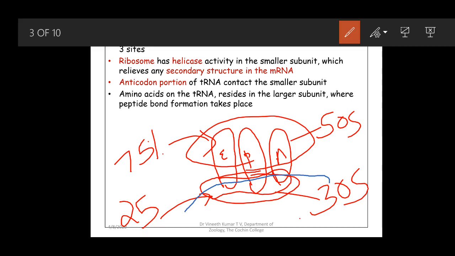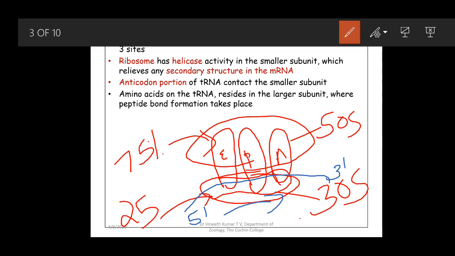Here it is to be noted that the ribosome also has a helicase activity, and the mRNA is always read in this particular direction, that is from 5' to 3'. In this direction, the mRNA is read by the ribosome, and the anticodon portion. So the ribosome has a helicase activity.